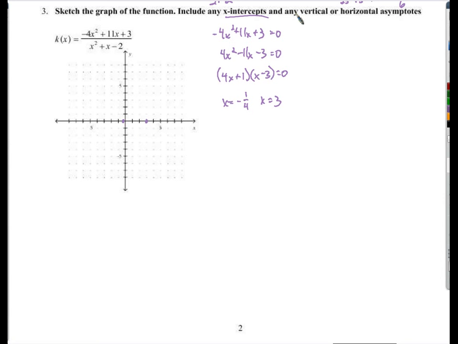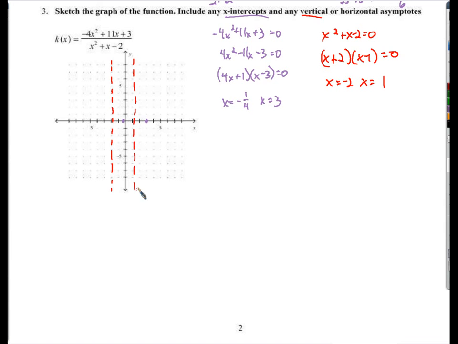Now in red, we'll do the vertical asymptotes. That's what happens when the denominator is equal to 0. x plus 2, x minus 1. Yep. So x equals -2, x equals 1. Those are vertical asymptotes. Okay, horizontal asymptote. What's going on there?